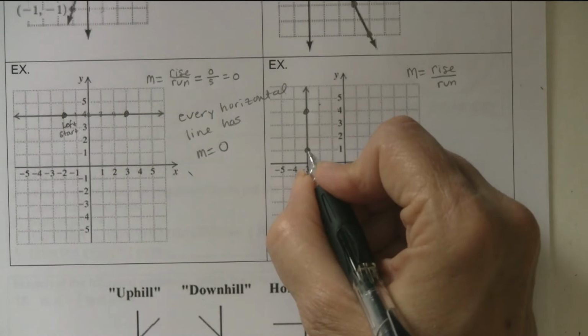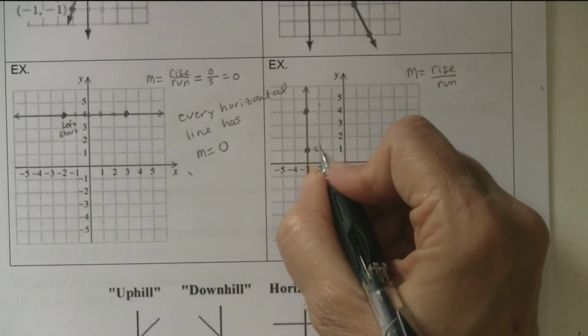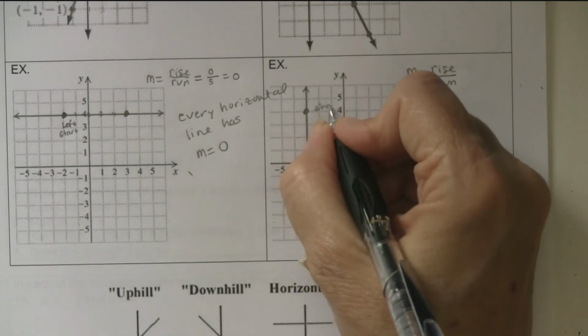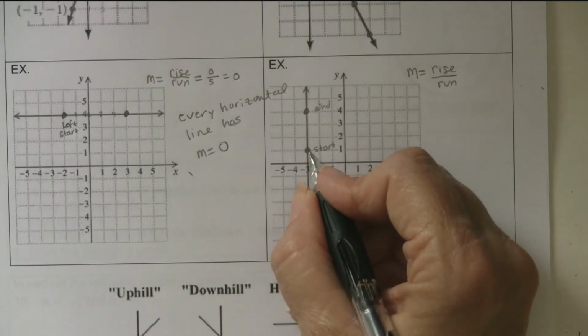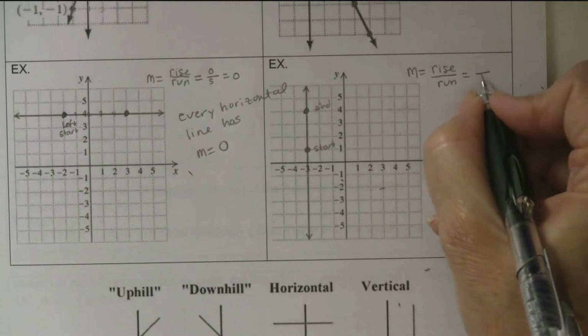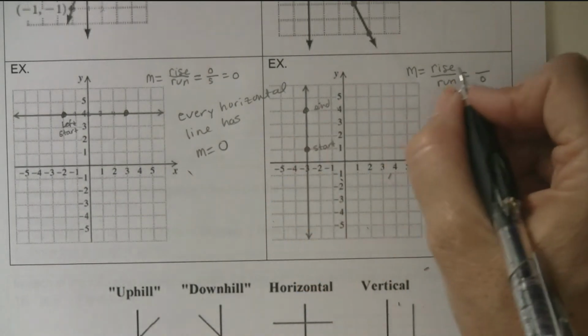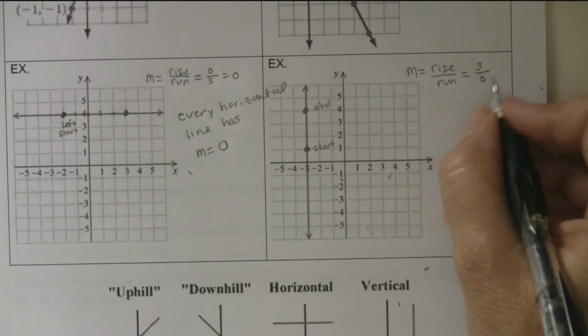So I'm going to start here. There's not a point that's a leftmost point. So I'm going to call this my starting point because they're tied, right? And this is going to be my end point. And so how far do I move left or right so that I can line up with that point there? Well, none. 0. My run is 0. My rise, though, is 1, 2, 3. So my slope is 3 over 0.